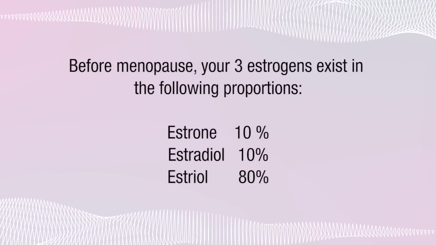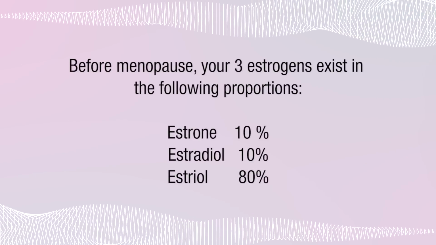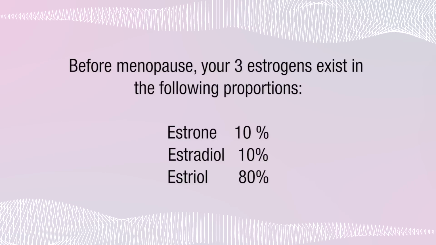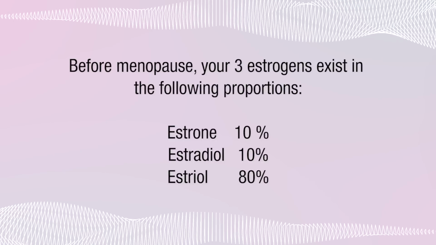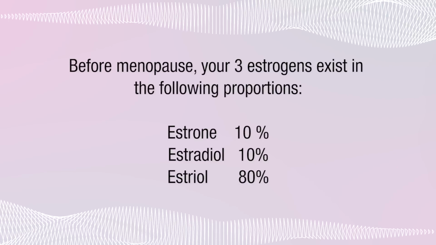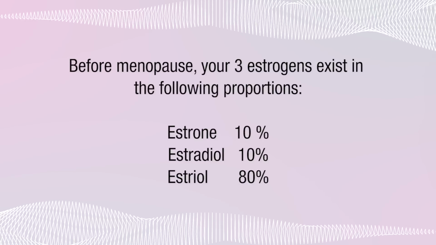So the goal with bioidentical estrogens for menopause is to mimic the ratio of estrogens that you had in your body before menopause. So before menopause, your 3 estrogens in your body existed in the following proportions. You had estrone, 10%, estradiol, 10%, and estriol, 80%.